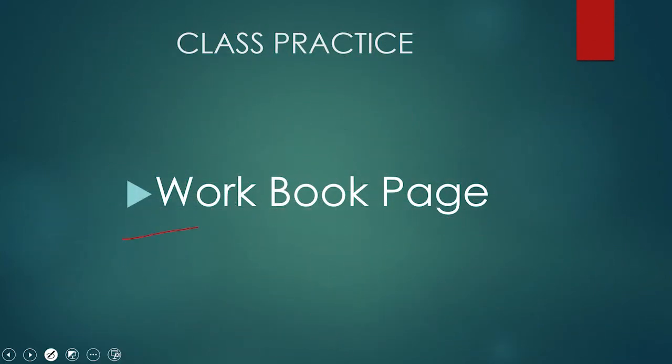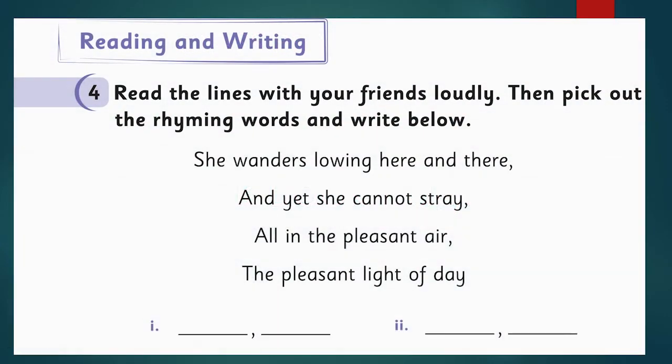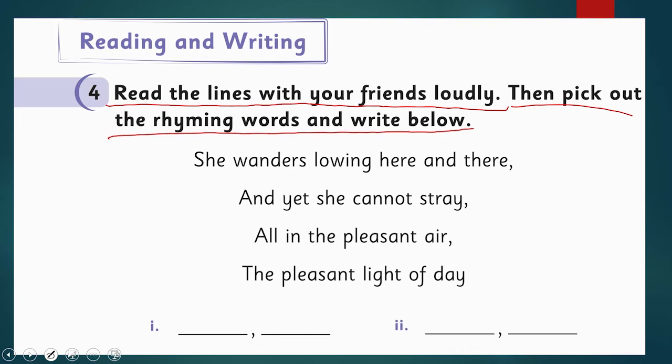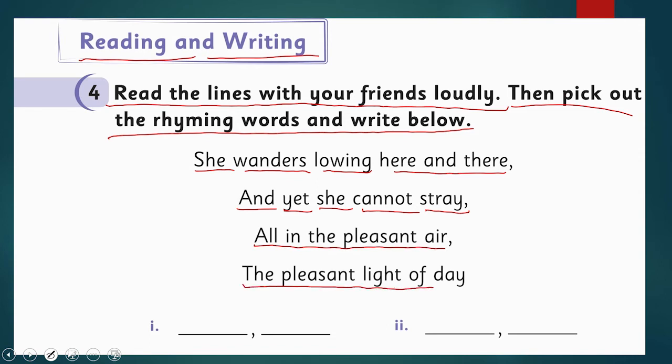Now let's do some practice on the workbook page of the same unit. Reading and writing. Read the lines with your friends loudly, then pick out the rhyming words and write below. The skills are reading and writing. She wanders lowing here and there, and yet she cannot stray. All in the pleasant air, the pleasant light of day.